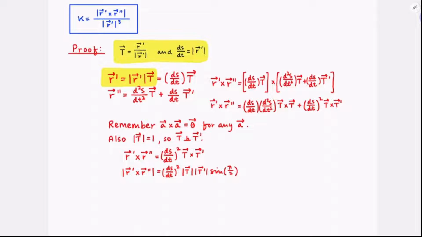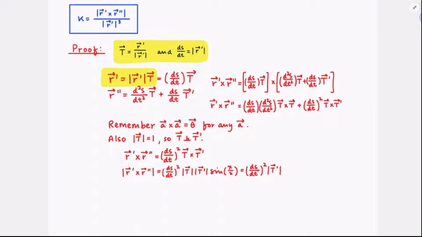That's another property of cross products I'm not going to get into right now. But if they're orthogonal, then the angle between them is pi over 2, and sine of pi over 2 is 1, so this is going pretty well. It's going to be ds/dt squared times the length of the unit tangent vector, which I already know is 1, times the length of the derivative of the unit tangent vector, which I don't know what that is. But I've kind of got it whittled down a little bit.